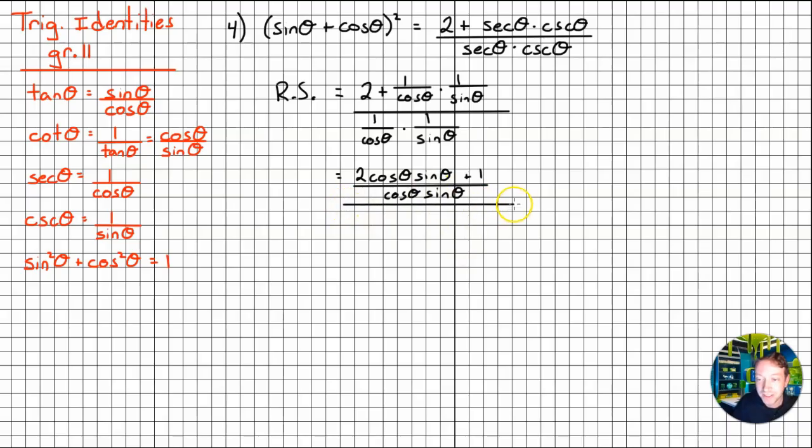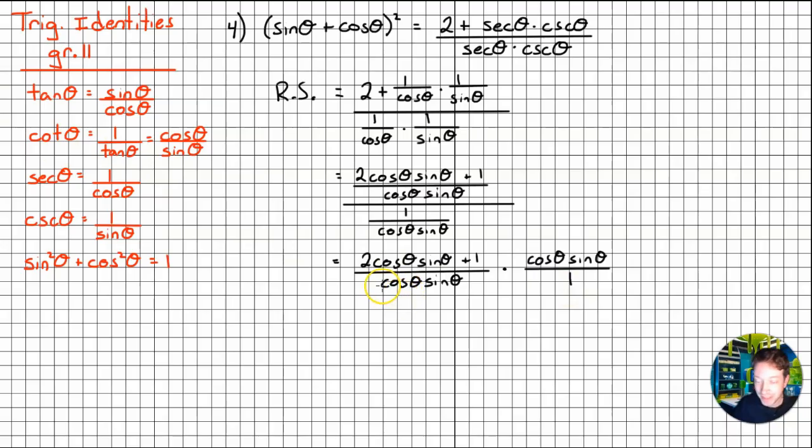And then let's look at the denominator. We have just 1 over cos theta sine theta. It looks pretty messy, but instead of dividing by this fraction, we'll multiply by the inverse. So this leaves us with 2 cos theta sine theta plus 1 over cos theta sine theta, and then multiply by, flip this fraction.